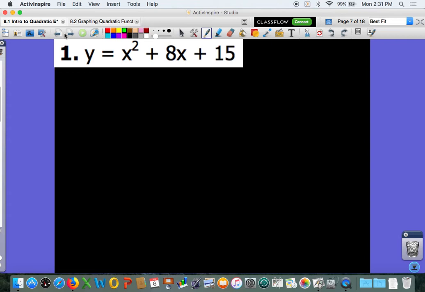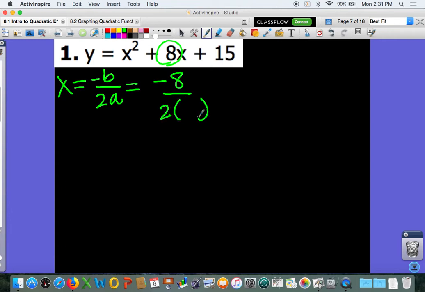Okay, so on number 1, what you'll need to do is find the axis of symmetry, which you find by using the formula x equals negative b over 2a. b would be 8. This would be negative 8 over 2 times a, which in this case is right here, so 1. So you would get negative 8 over 2, which is negative 4. So your axis of symmetry would be x is equal to negative 4.